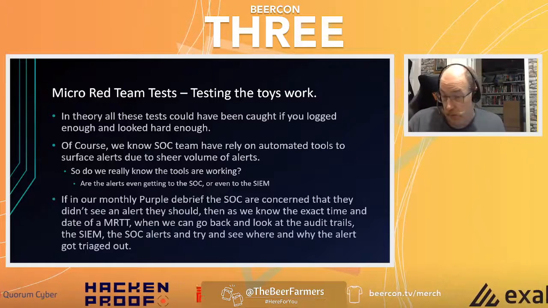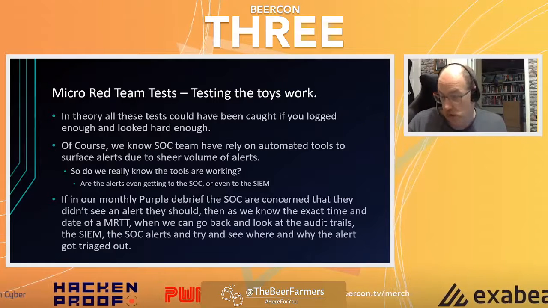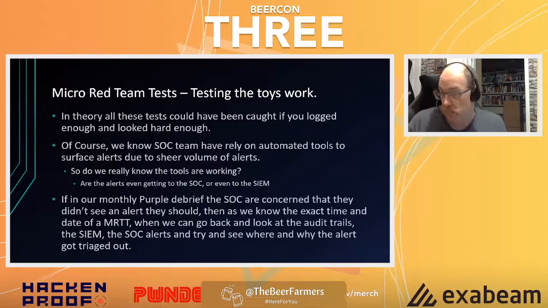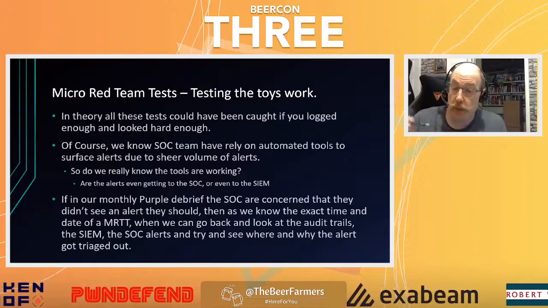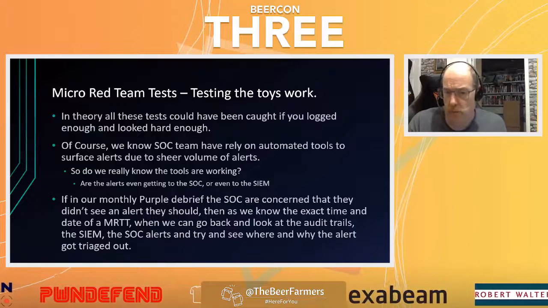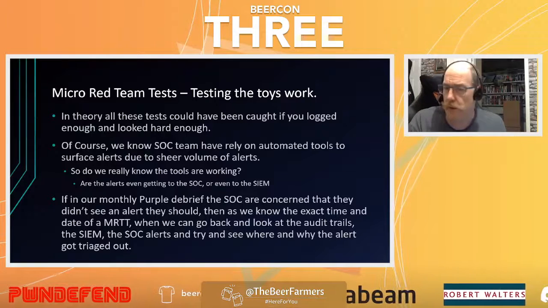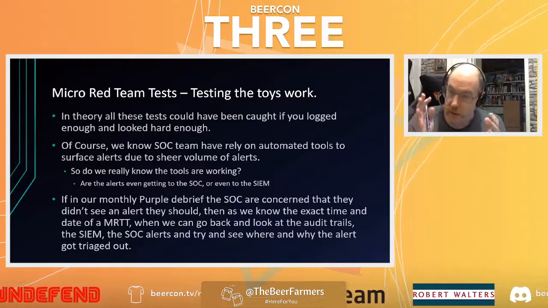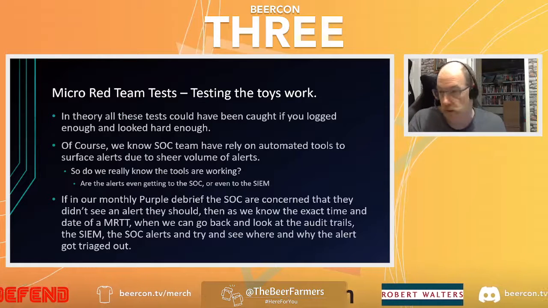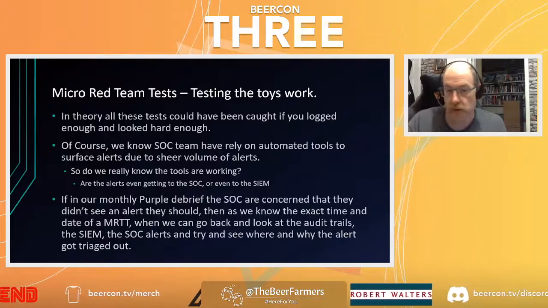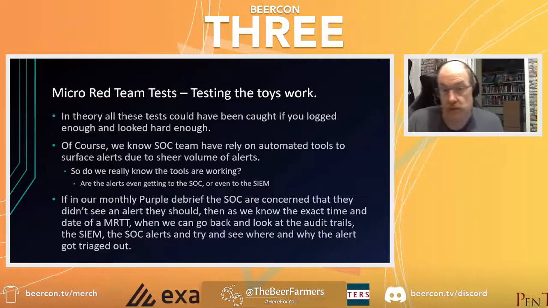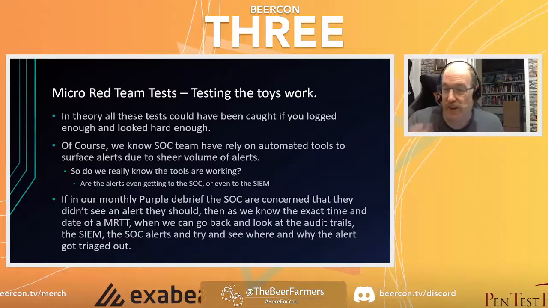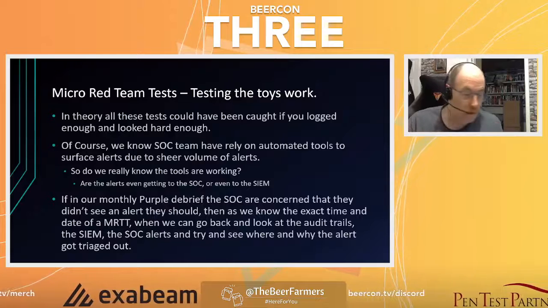So we'd look at our purple team debrief. The SOC would look at what we'd done. We'd talk about it. Sometimes they caught us, sometimes they didn't. It was usually about 50-50. And if there was anything where they went, we should have picked that up, why did we not pick that up? The beauty of this is we knew exactly where and when we'd done it. We knew the machine name, the time, all that sort of thing. Go back into the audit trails, go back into the SIEM, go into the SOC alerts, and you can try and work out where that alert somewhere got triaged out.